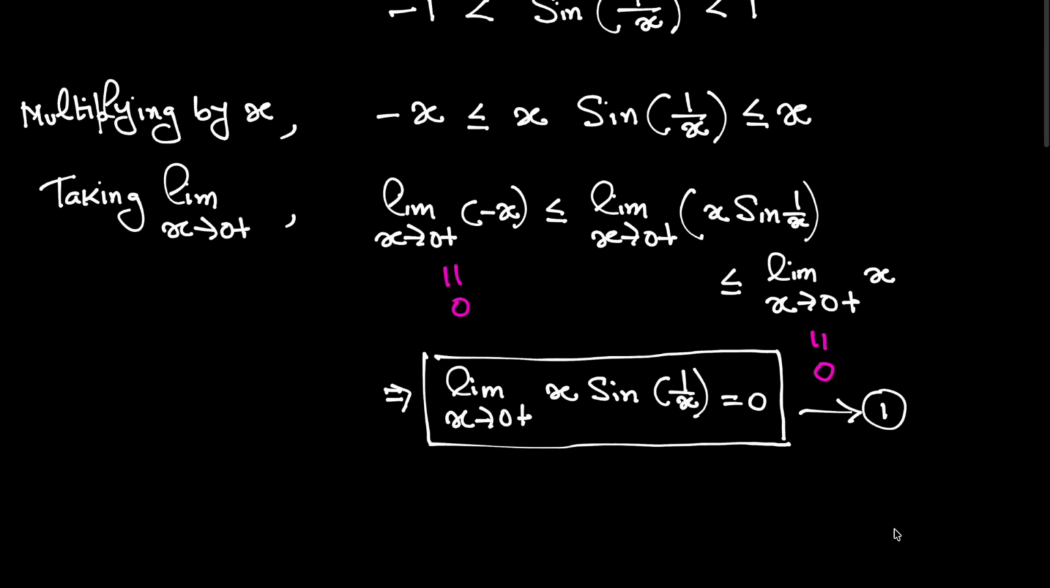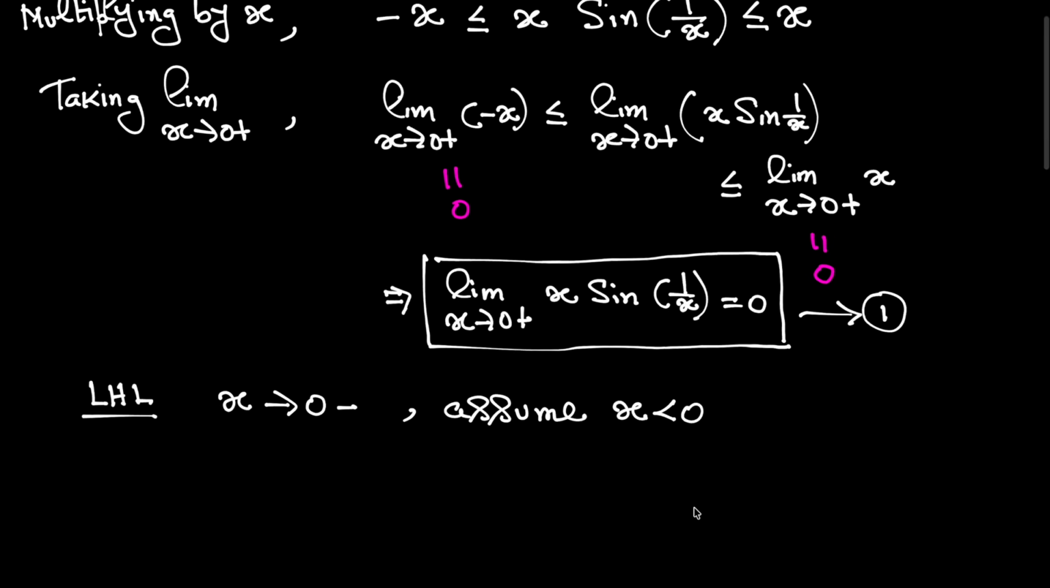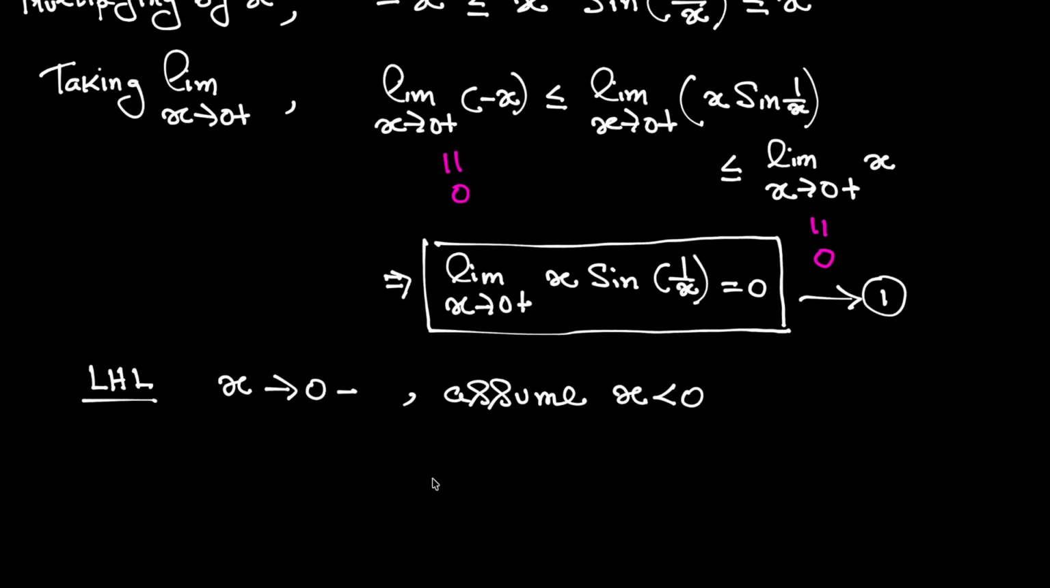Now we will compute the left hand limit, that is x tends to 0 minus. 0 minus meaning we are approaching to 0 from the left side of 0. That is, we will assume x is negative, that is x is less than 0. Now again we know that sine of 1 by x lies between -1 and 1.